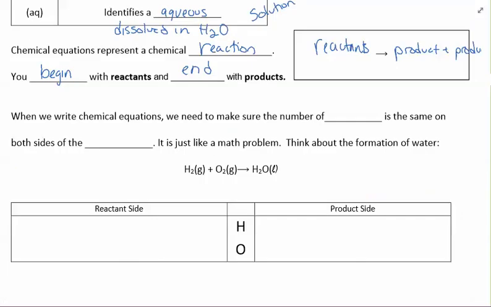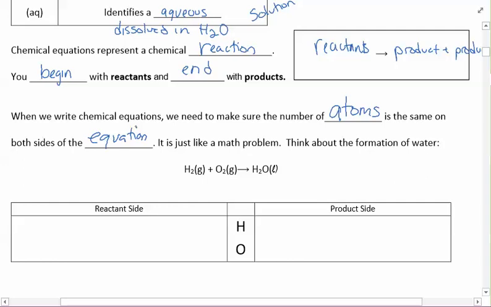When we write a chemical equation, one of the things we have to check is we need to make sure that there's the same number of atoms on both sides of the equation. Just like a math problem. If we start with 5 hydrogens or 5 water molecules, we have to have the same amount on the other side. So if we have 5 hydrogens on one side, we need 5 on the other.